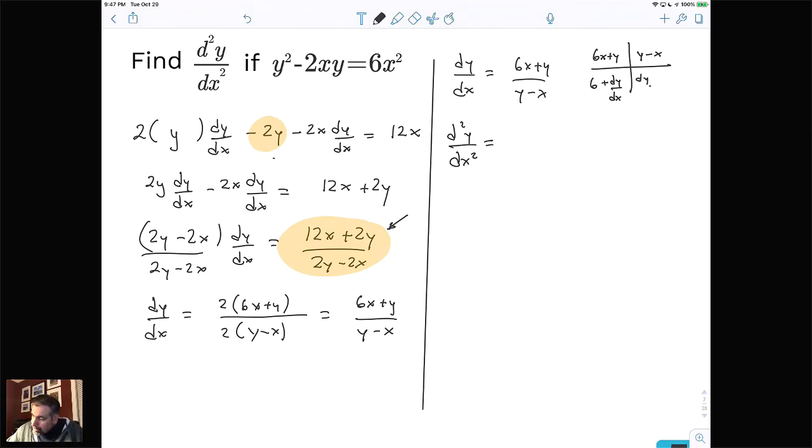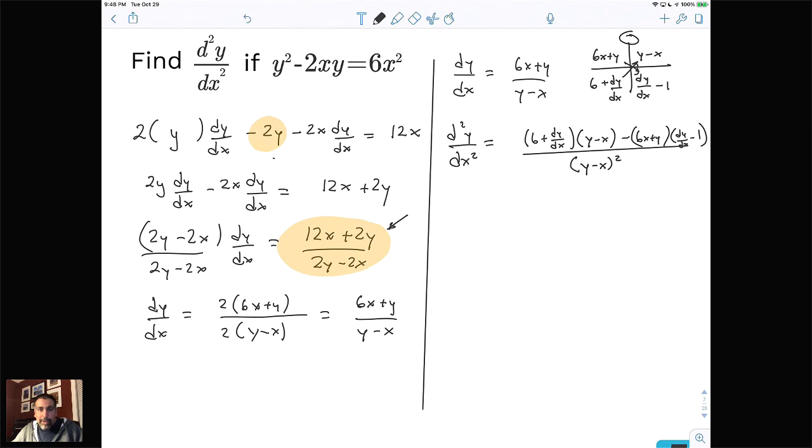In these next terms, the derivative of y again is dy over dx, and the derivative of negative x is negative 1. So the way I set up the quotient rule is I always remember to take my original denominator and square it. So that's the first thing I do. And now I actually do this crisscross idea again. So it's going to be 6 plus dy over dx times y minus x. And then because it's the quotient rule, I get a minus. And now I'm going to go the other way, and I'm going to get 6x plus y. And it's going to be times dy over dx minus 1.